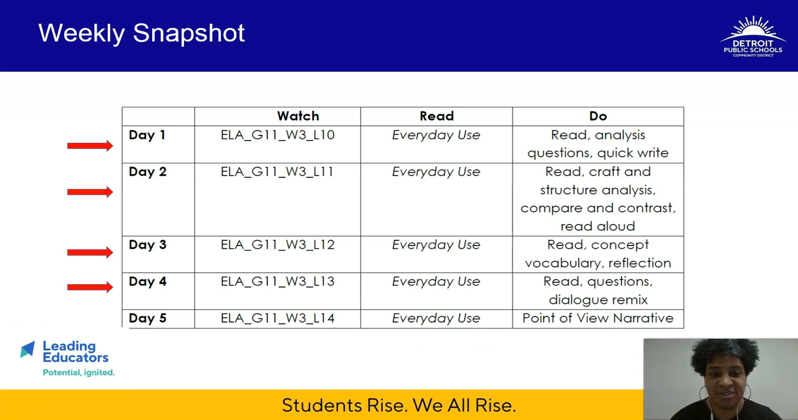Over the past few days, we have been unpacking the text Everyday Use. More specifically, we've been analyzing the craft and structure. To reiterate an example we've been using, we've been taking off our reader's lens and putting on our writer's lens to examine some of the choices that the author has made, techniques she's used to advance the plot, portray characters, and overall convey the theme. We're going to continue to do that today as we examine the impact of point of view.